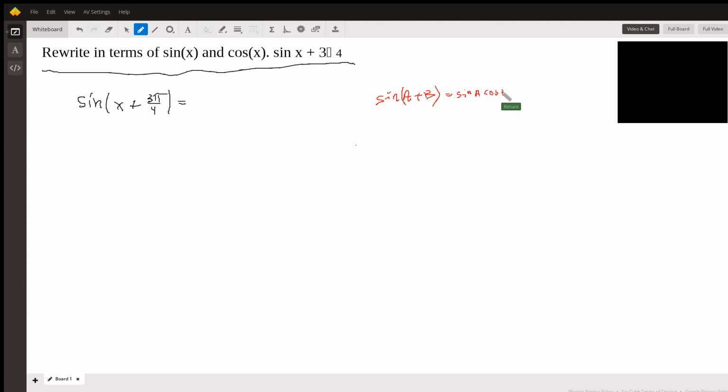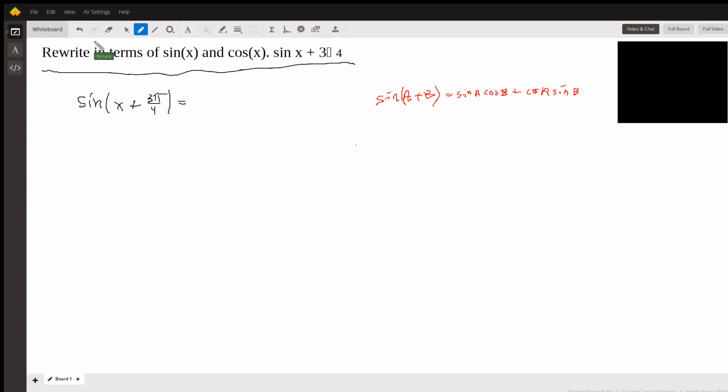cosine b plus the cosine of a sine b. Okay, and that's the most frequently used of the sum and difference formulas. The sine one, sine a cosine b, cosine a sine b. So now all we really have to do is plug this in.